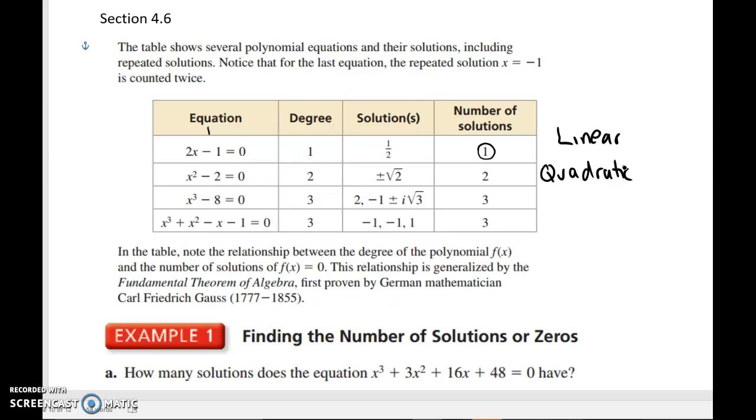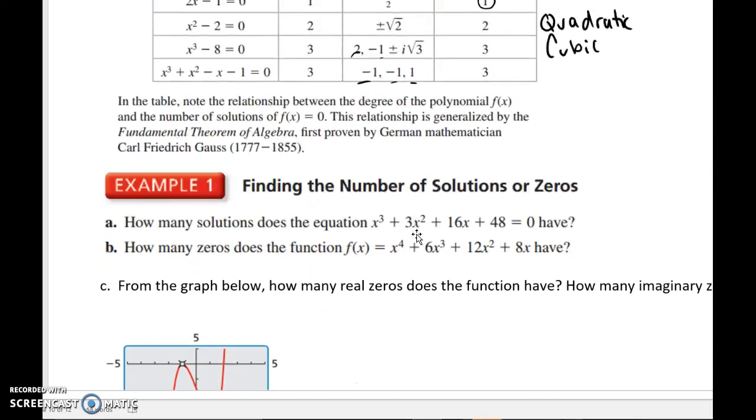The third one, we have a cubic. All cubics will have 3 solutions. In this example, we have 2, and we have negative 1 plus i radical 3 and negative 1 minus i radical 3. And in the last example, we have another cubic, but notice we have 3 real solutions. So let's just figure out how many solutions we will have.